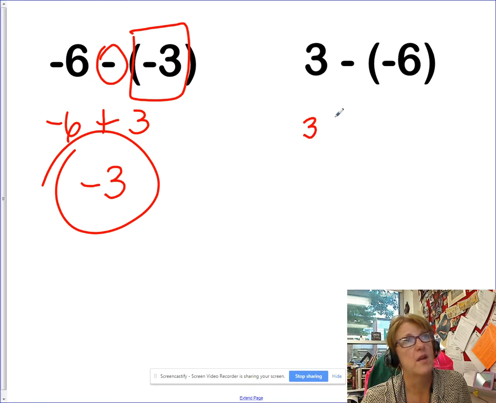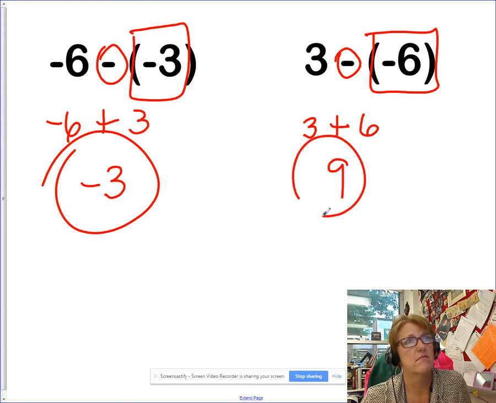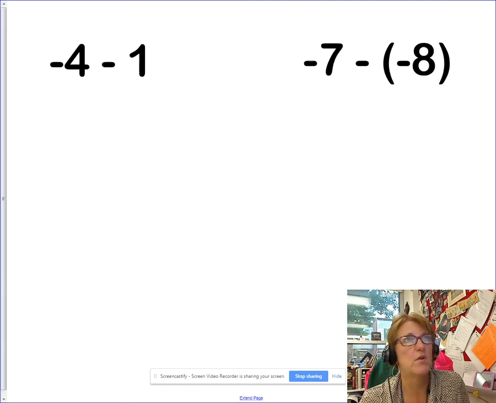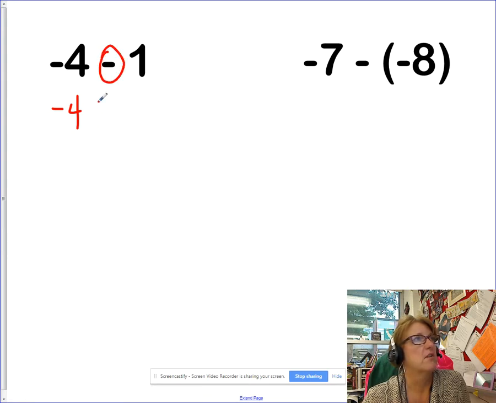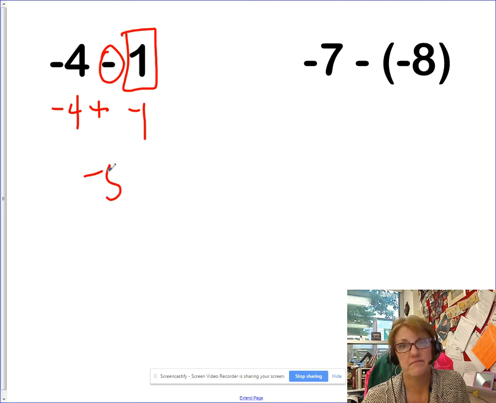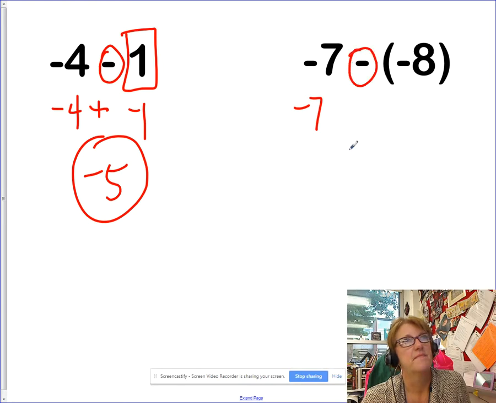Keep the 3. Write this as add the opposite. That'd be positive 6. Oh, totally positive. Cool. Let's do a few examples. Oh, we have 2 more here. Negative 4. Subtraction means add the opposite. Negative 7. Instead of subtract, add the opposite.